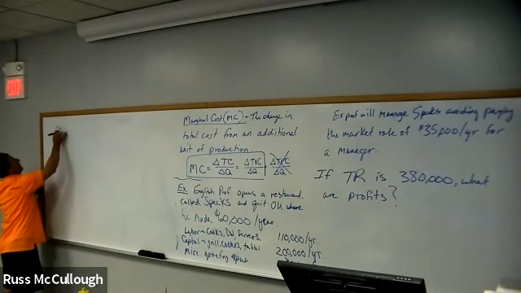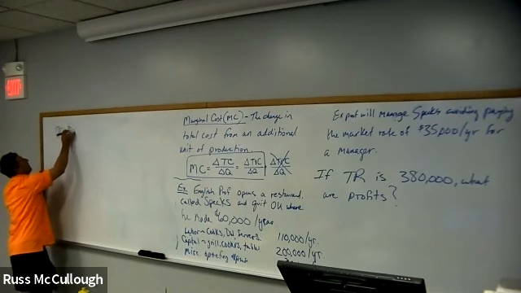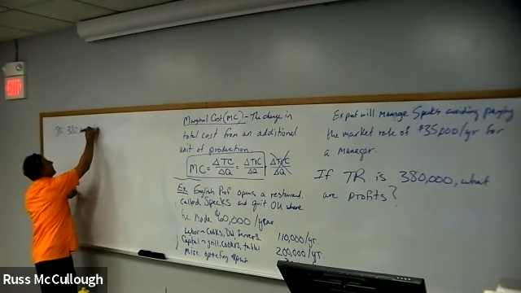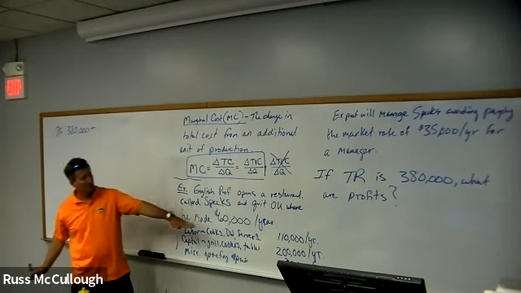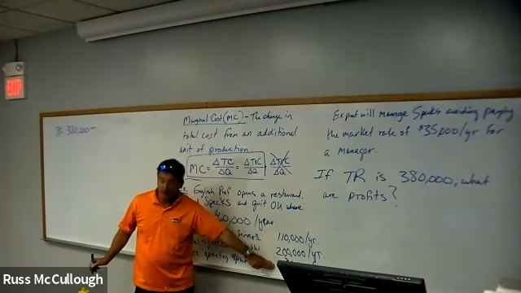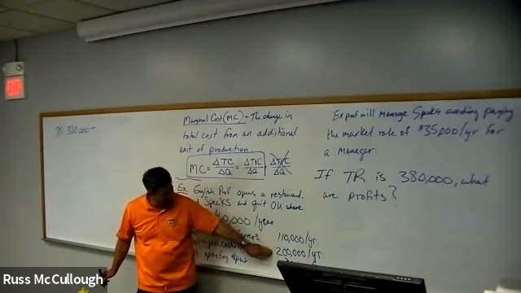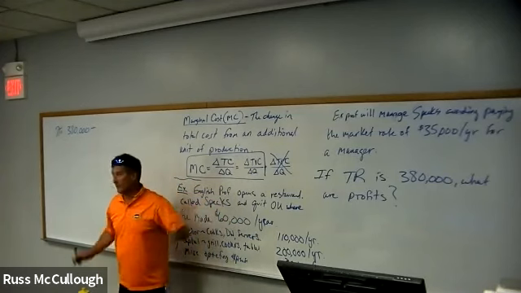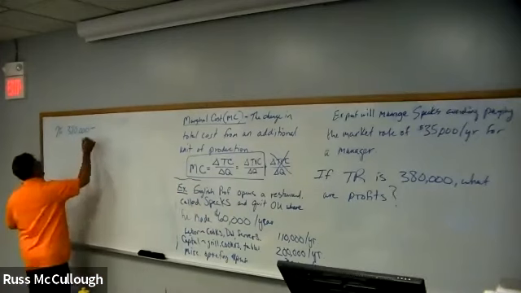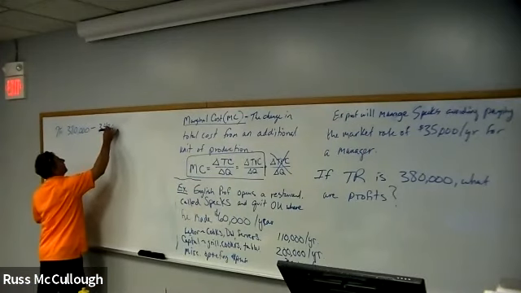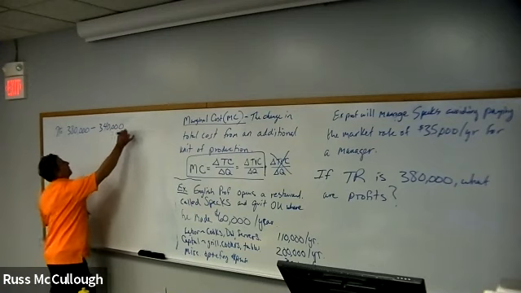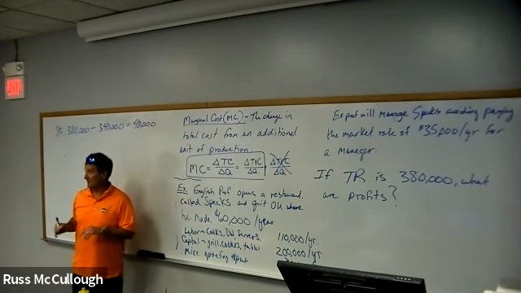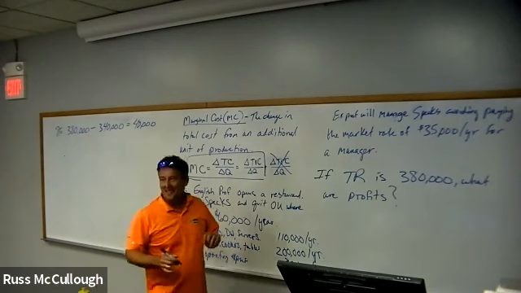So I added up all the total costs: the 110,000 that he pays for labor, the 200,000, and the 30,000. Okay, so what have we got here? 340,000. And then I subtracted that from the 380, so we have 340,000, and you get 40,000. Yes. Okay. What do you think?